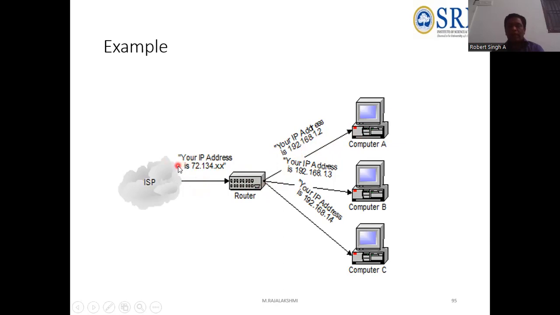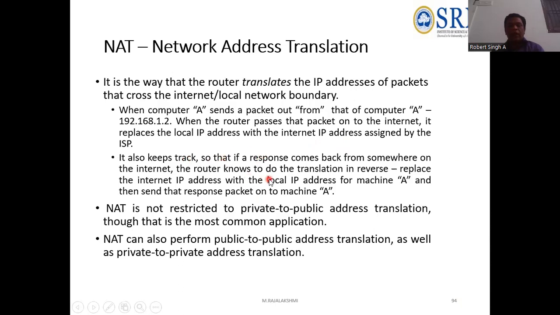Similarly, the router keeps track. Suppose any response comes back from somewhere on the internet, the router does the translation in the reverse manner. It replaces the internet IP address with the local IP address. So the router doing NAT is not only doing private to public address translation. It is also doing public to public address translation as well as private to private address translation.